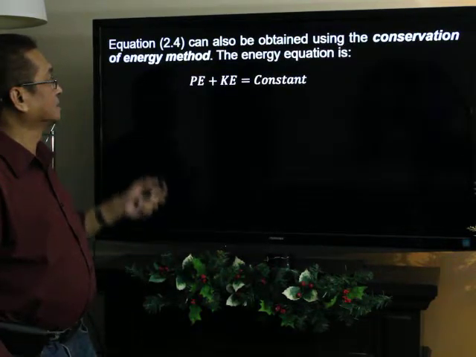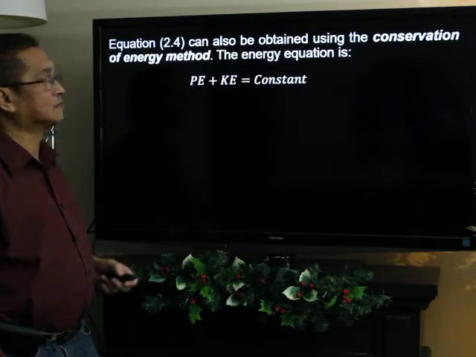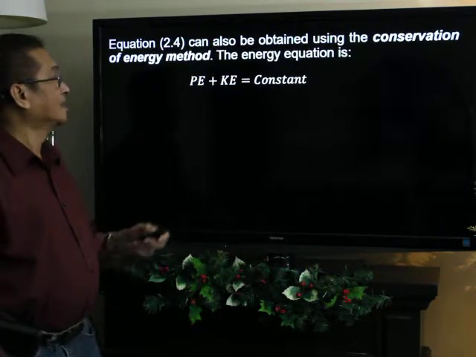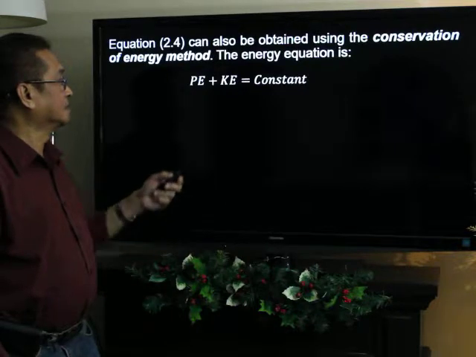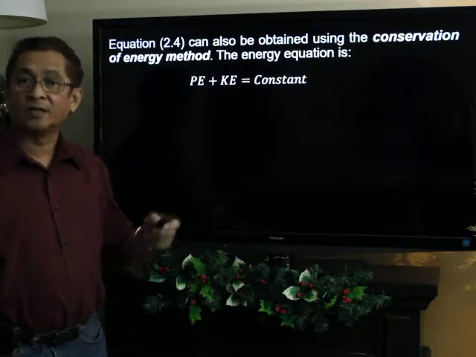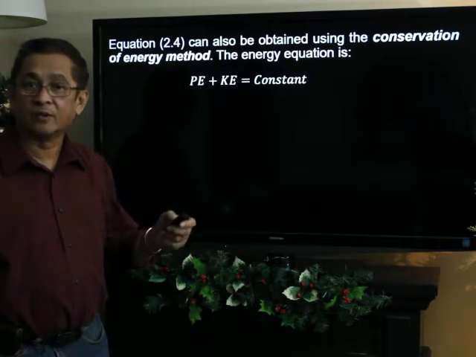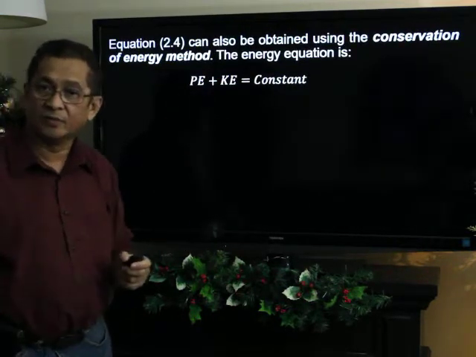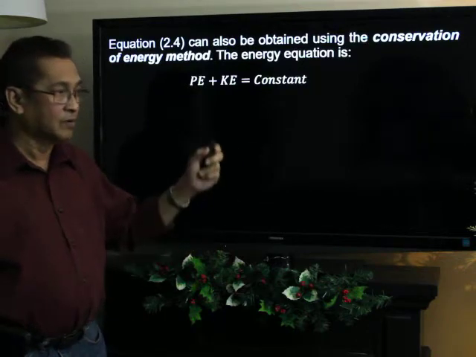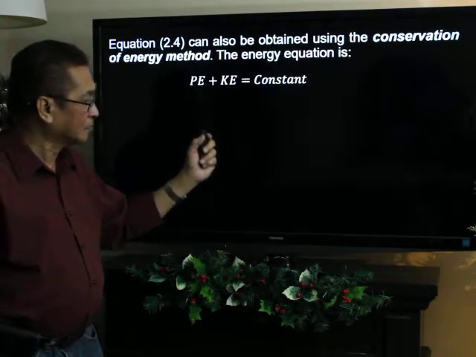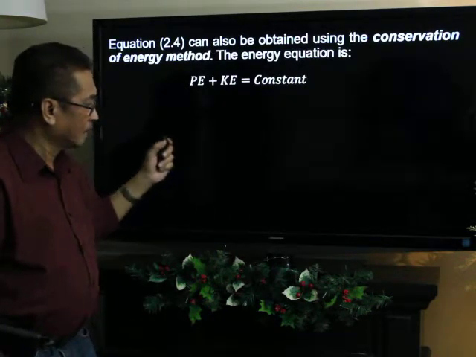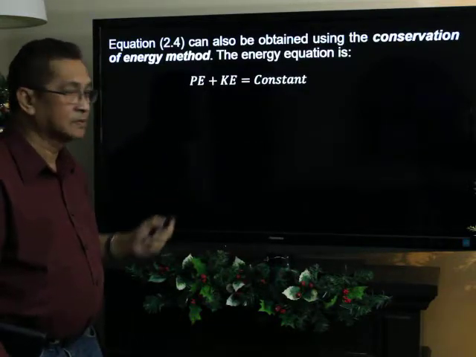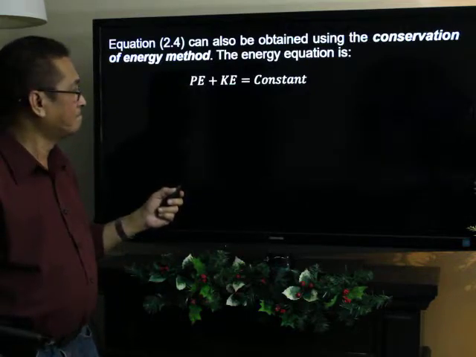And that equation, 2.4, can also be obtained using the conservation of energy method, wherein the energy equation is potential energy plus kinetic energy is equal to constant. So it will always be the same. The sum of the two energies, potential and kinetic, will always remain the same throughout the length of the swing, anywhere on the path of the bob.